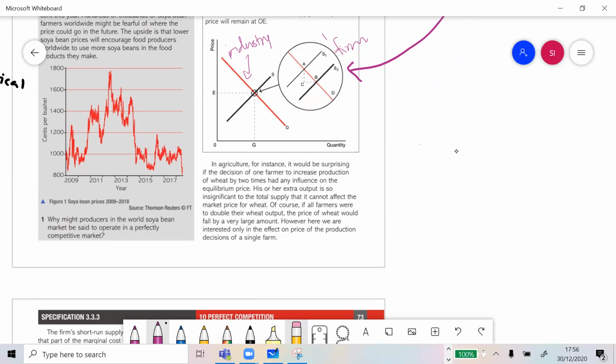His or her extra output is so insignificant to the total supply that it cannot affect the market price for wheat. Of course, if all farmers were to double their wheat output, the price of wheat would fall by a very large amount. However, here we are interested only in the effect on price of production decisions of a single firm. So that's about demand and supply.